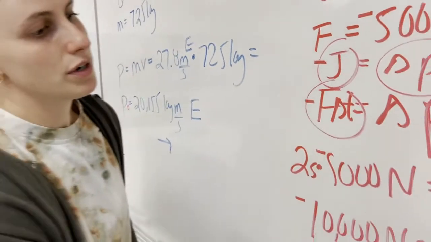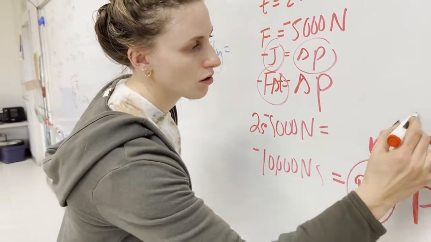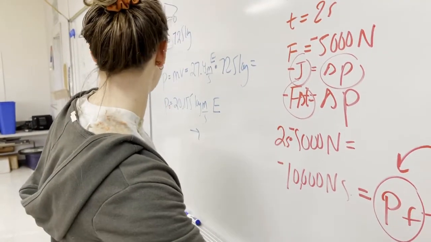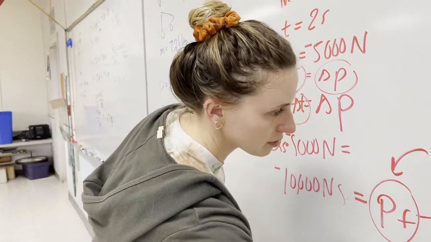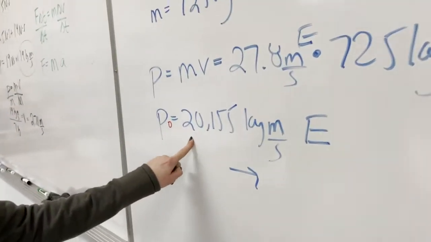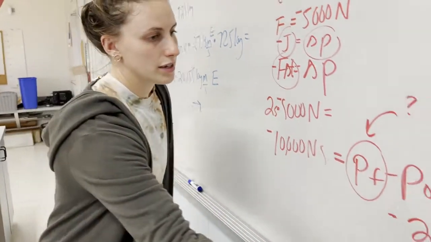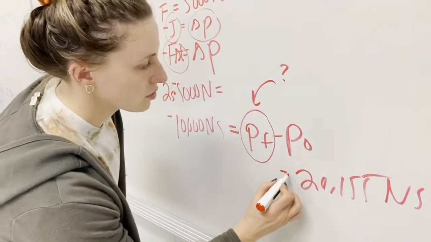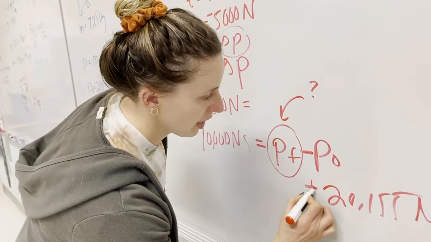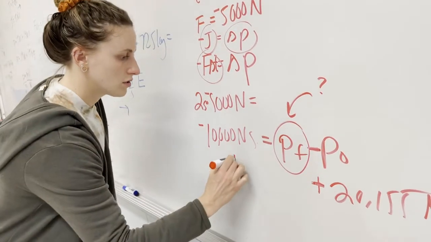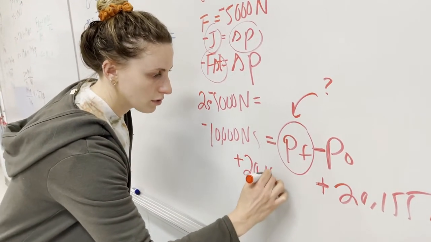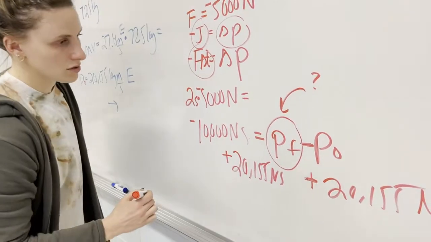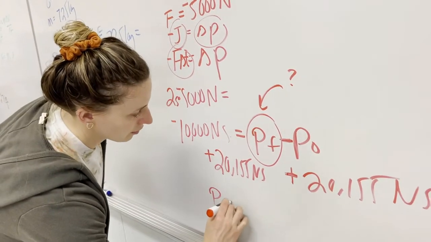So before it had 20,155 Newton seconds. Yeah, before, what was it? 20,000. Show the one we got earlier. This is my initial one right here. So this is subtraction, which means I'm going to add, right? So I'll add 20,155 Newton seconds, and I'm going to get my final momentum.